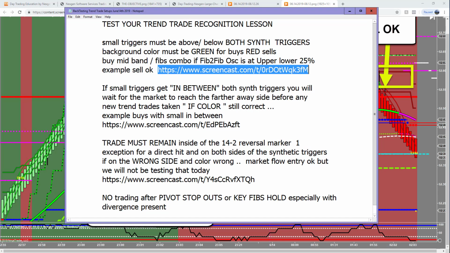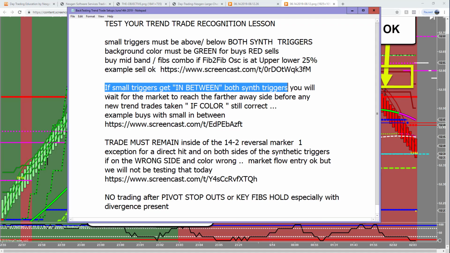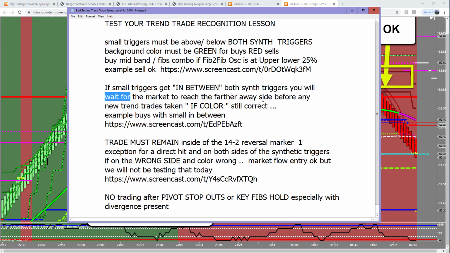The second rule is if the small triggers get in between both synthetic triggers on the 5-1 chart, we're going to wait for the market to reach the further trigger, right? The further away trigger before any new trades are taken, as long as the color is still correct. If the color is wrong, then we're not going to do it. So let me show you the example picture of this.